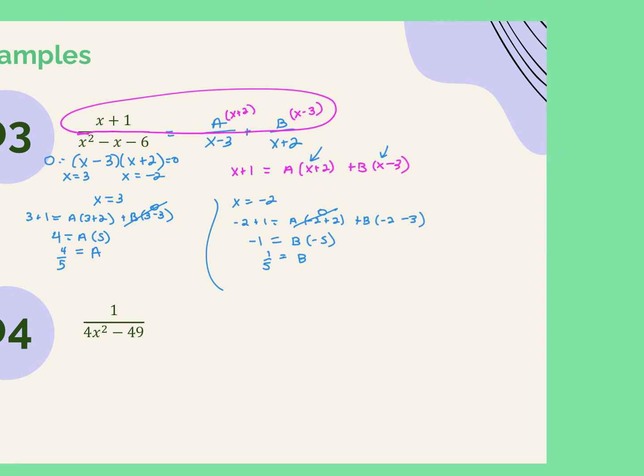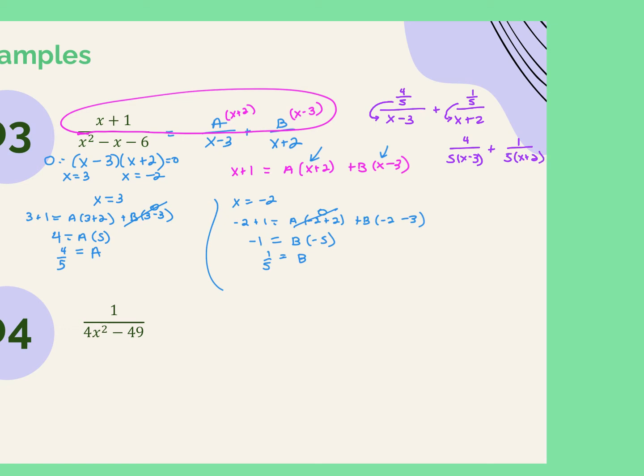So now when we plug these in, A gets the 4/5 over x minus 3, and B gets the 1/5 over x plus 2. Now those are complex fractions, and we can't leave fractions within fractions. So the denominator of the numerator comes down to the bottom: 4 over 5 times x minus 3 plus 1 over 5 times x plus 2.